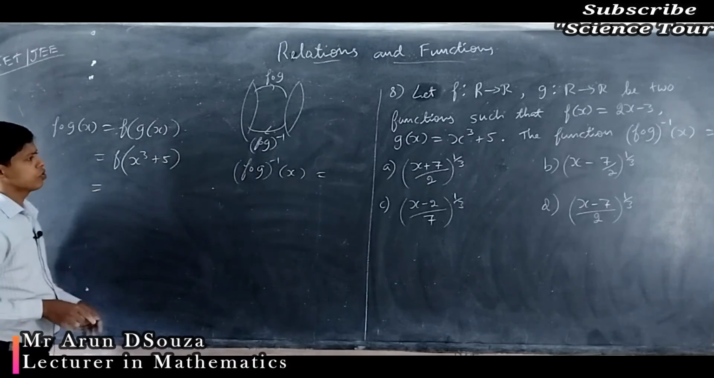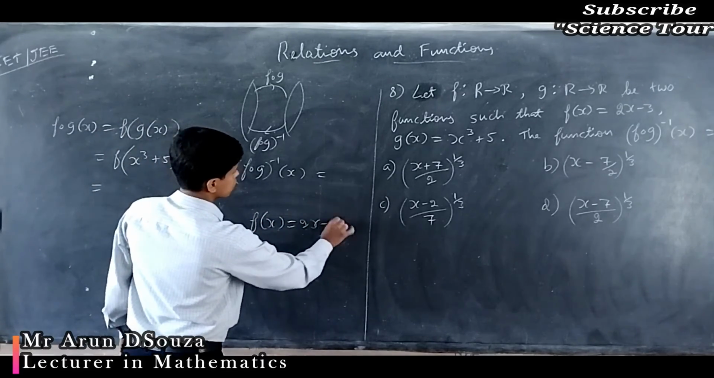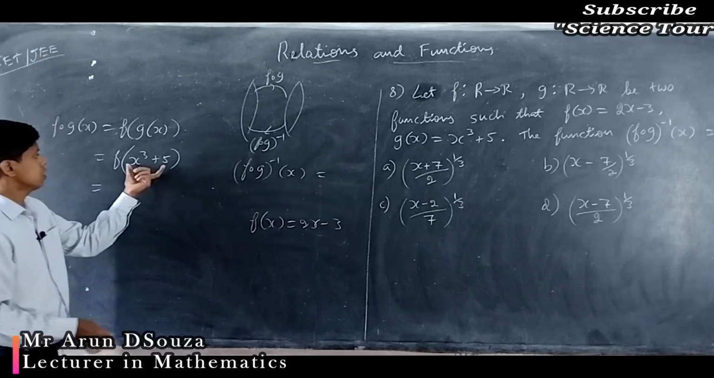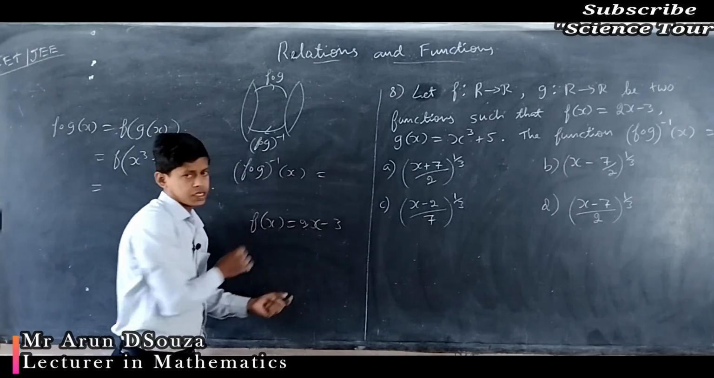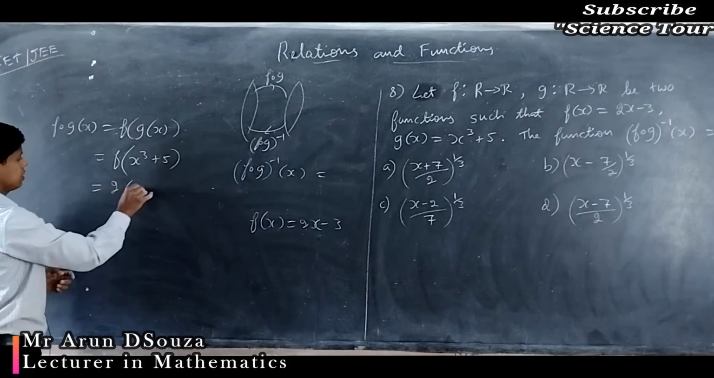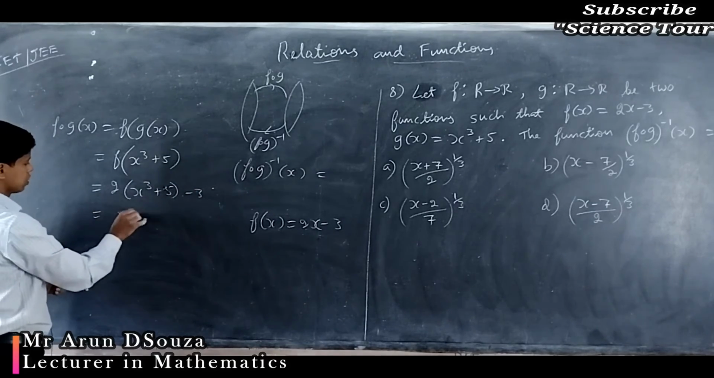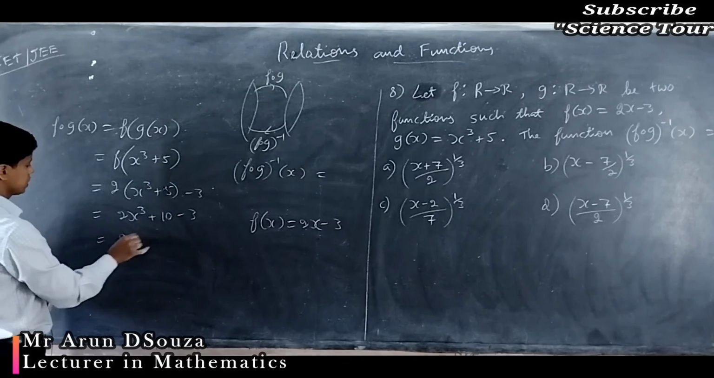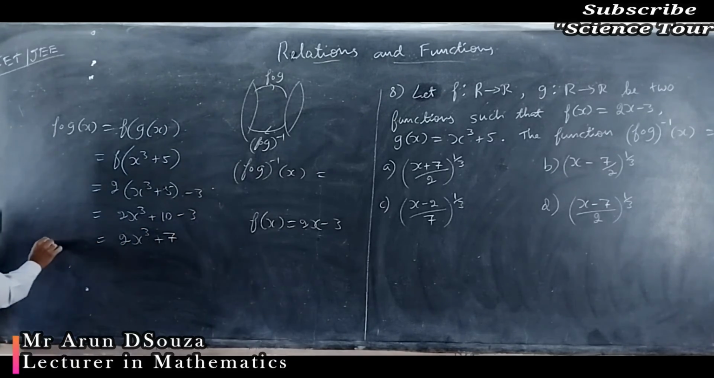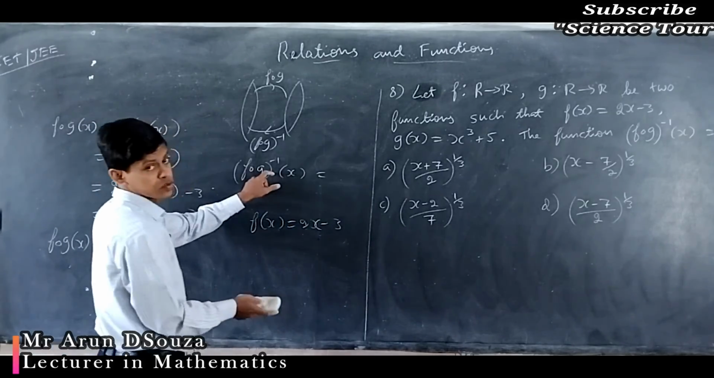And now we have to find f of x, which is 2x minus 3. Now in place of x, I have got x cube plus 5. So substitute that here in place of x. So that will be 2 times x cube plus 5, minus 3. So that is 2x cube plus 10 minus 3, which is 2x cube plus 7, and that is f of g of x.